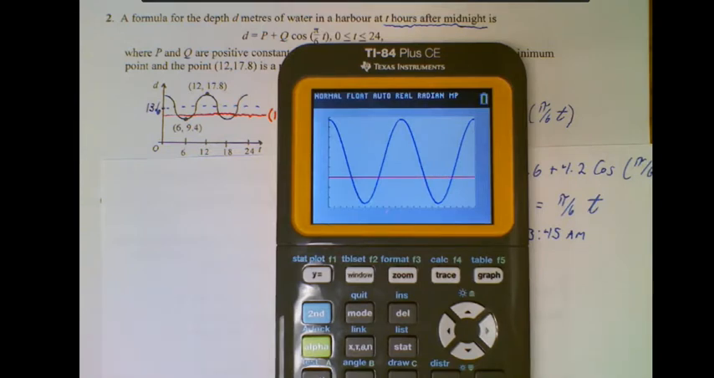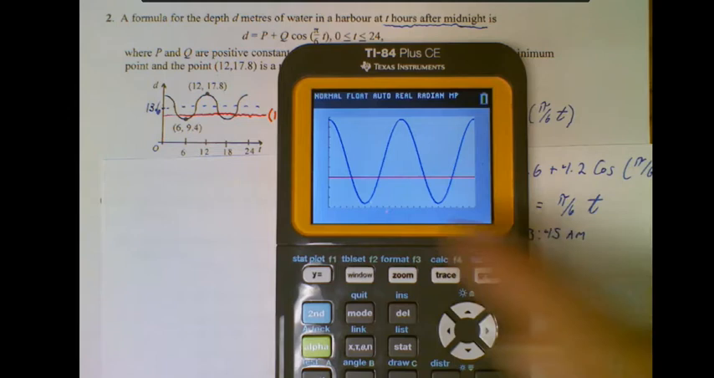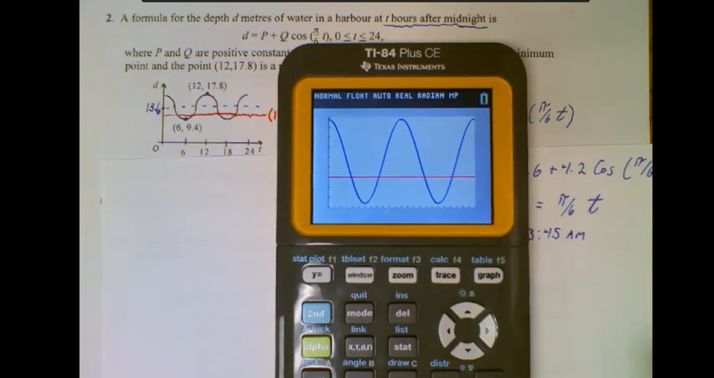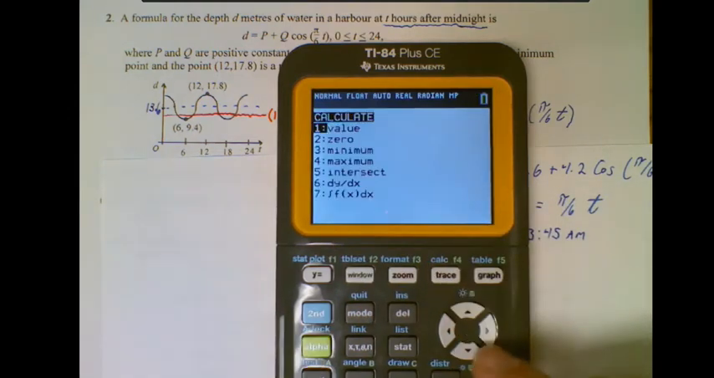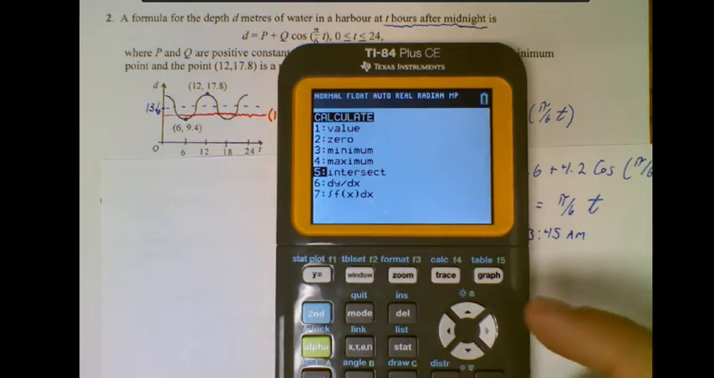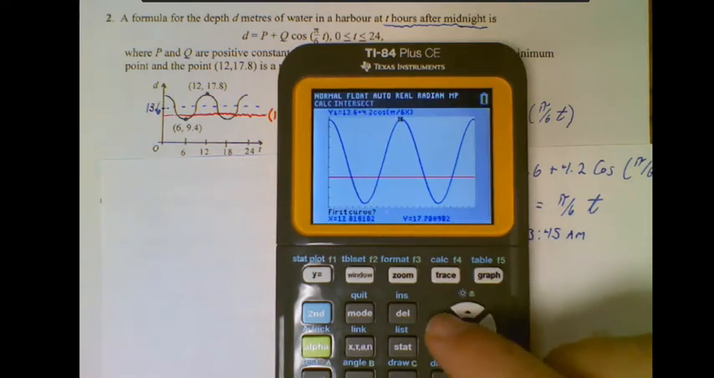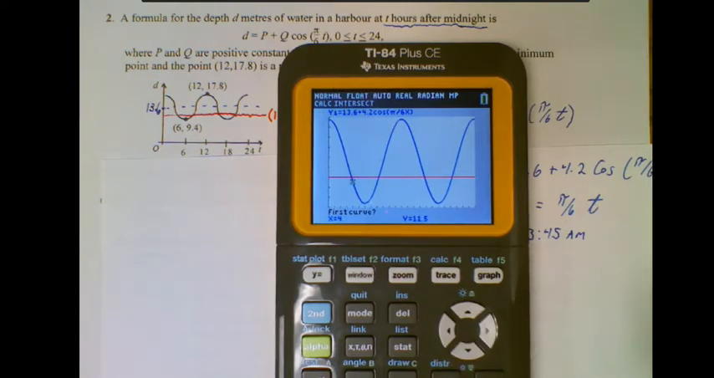Again, you got those 4 points of intersection. So if I simply want the first point of intersection, if I hit second calc and go down to intersect, and there's 4 of them, so I need to put my cursor closest to the one that I want, which is right about there. It's going to ask me a few questions. Just keep hitting enter, enter, enter, enter. There you go.